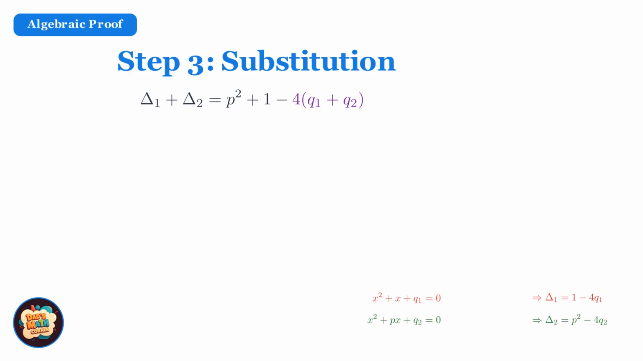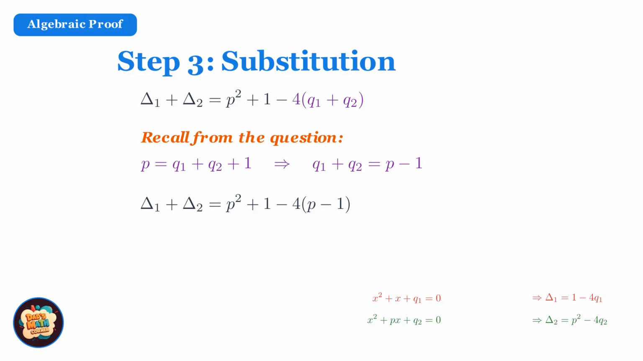Notice the purple piece, q1 plus q2. Can we simplify it? Let's go back to the original question. Remember, we were given that p equals q1 plus q2 plus 1. This means q1 plus q2 equals p minus 1. Let's substitute p minus 1 back into our sum equation. Expanding this gives p squared minus 4p plus 5. And by completing the square, we brilliantly get p minus 2 squared, plus 1.